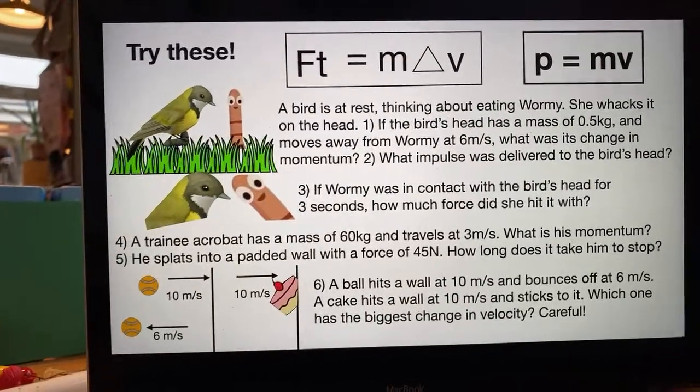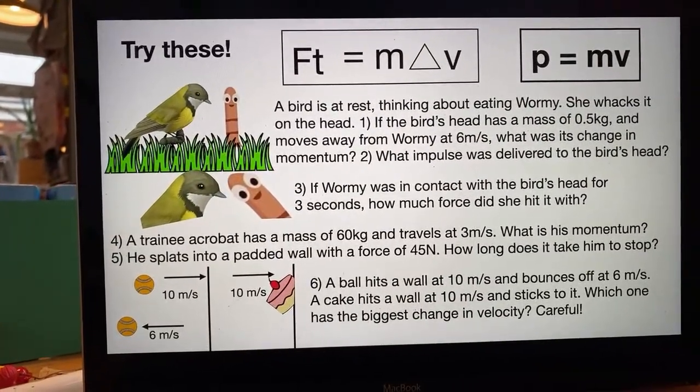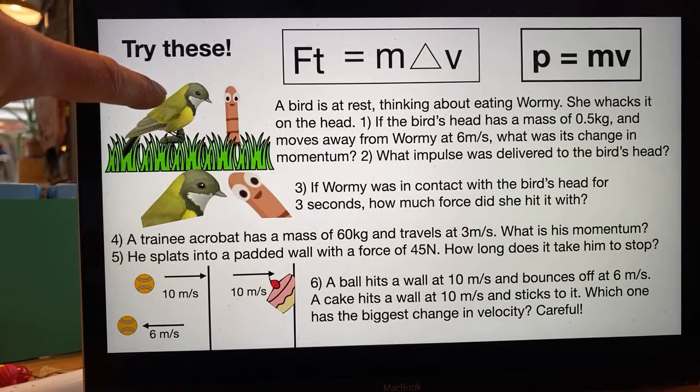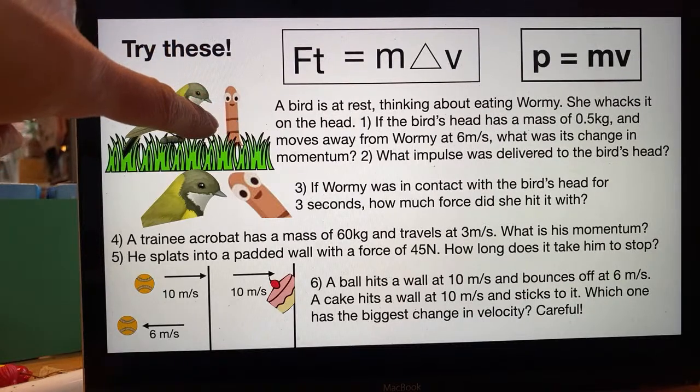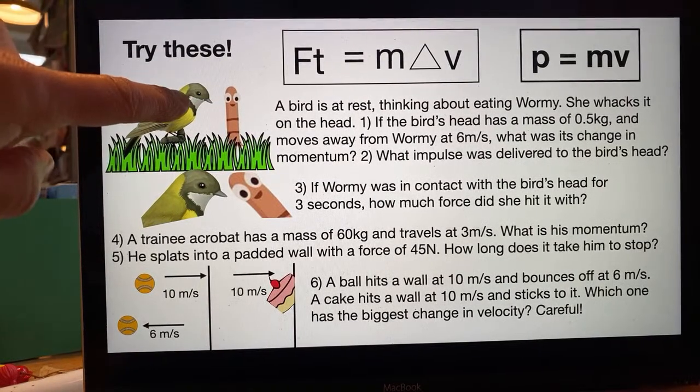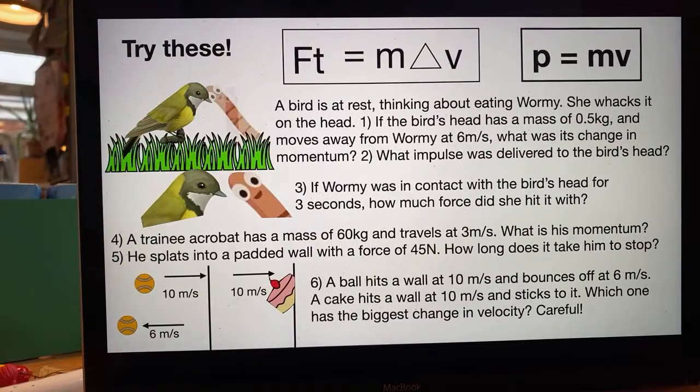Here you go. Oh, you do have to look at the screen because there's a lot of real special effects in this worksheet. A bird is at rest, thinking about eating Theatre of Science mascot Wormy. No! She whacks it on the head. You ready? Boof. Again, it's just no expense spared with these effects. So a bird is at rest. It's thinking about eating Wormy, but she whacks it on the head. She's got a black belt in karate.